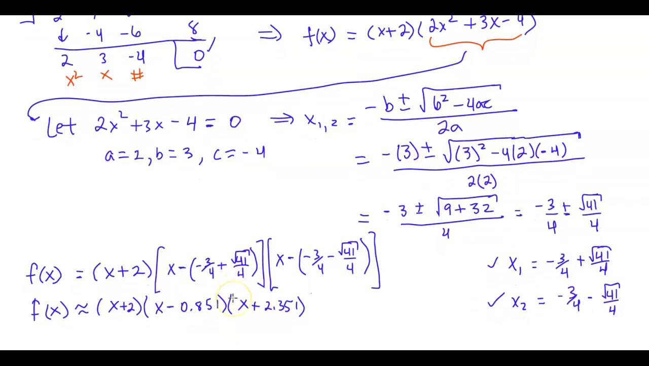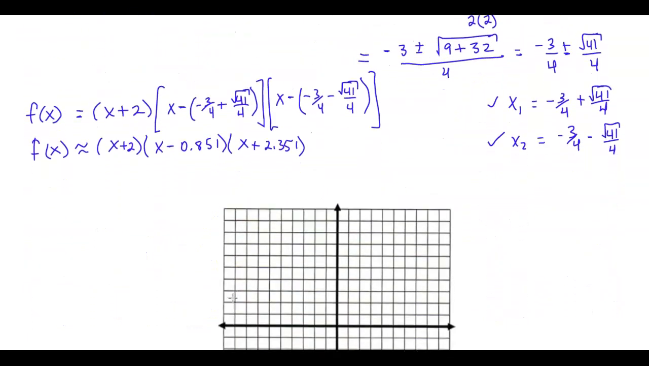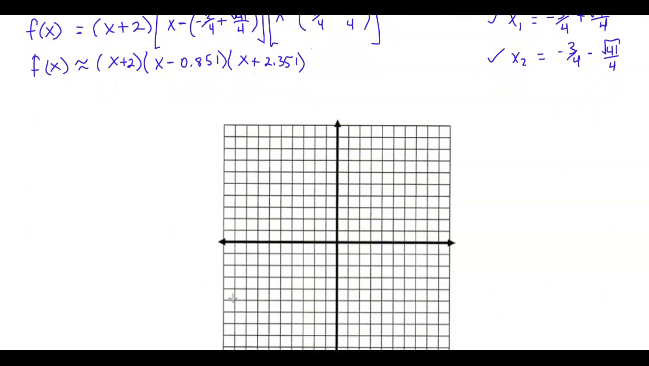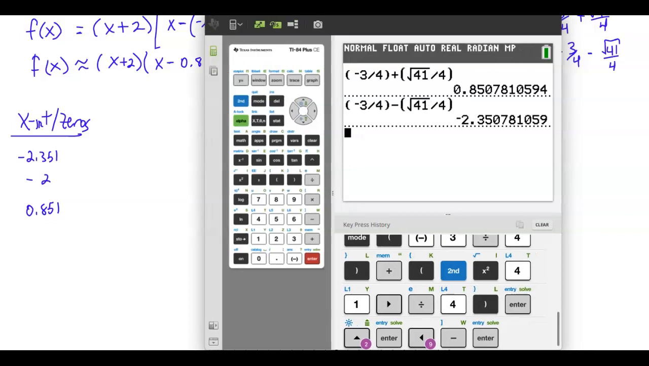Okay. Now, the point that I want to make here is, do you see how for the zeros here, and I'm going to list them, our x-intercepts or zeros. Notice that we have zeros at -2.351. We have one at -2, and we have one at a positive 0.851. These 2 zeros are really, really close to each other. Okay. And I'm going to go back to the graph with the calculator to kind of show my point here.